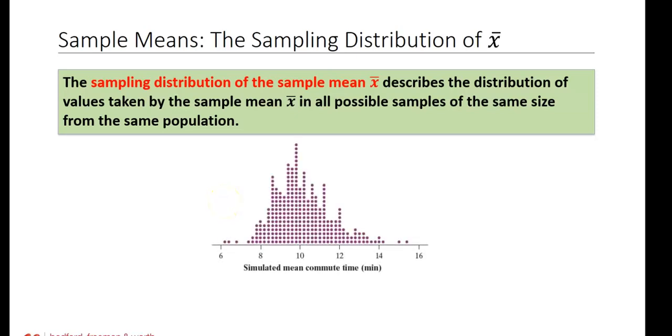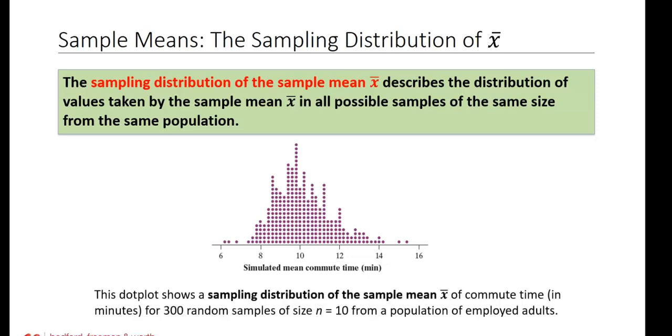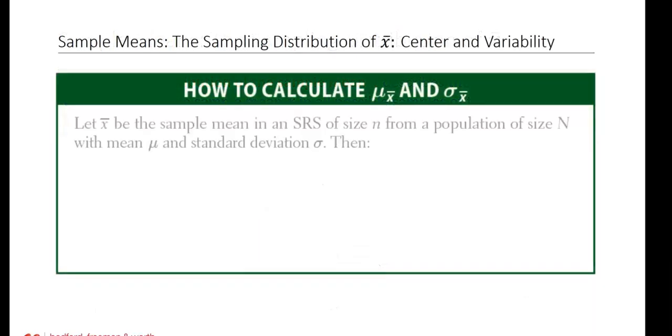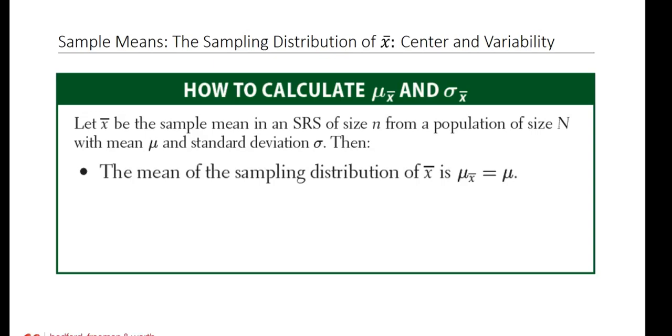Here is simulated mean times in minutes from a commute for 300 random samples of size n equals 10 from a population of employed adults. So n equals 10, and it still looks a little bit skewed here. It's not symmetric like I might think it would be. Let x bar be the sample mean in a simple random sample. If that's true, then the mean is like normal. The mean you don't have to do any adjustments to.